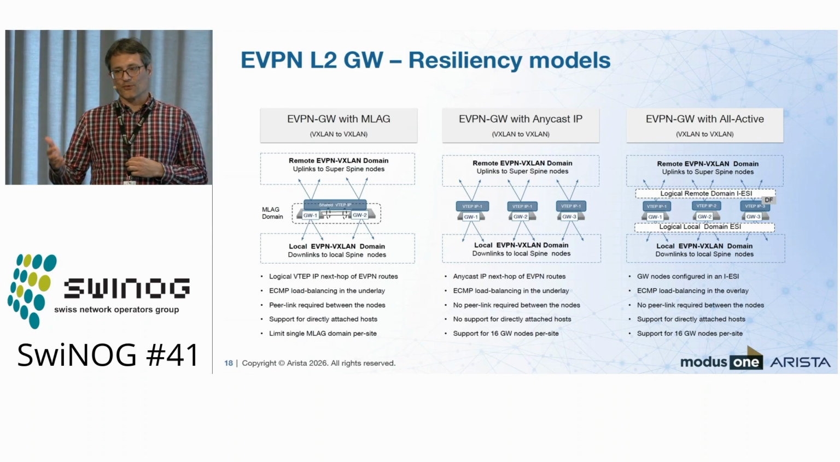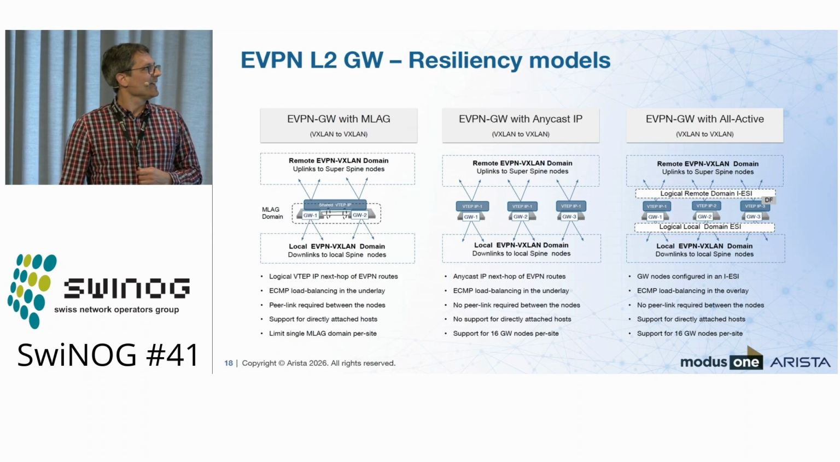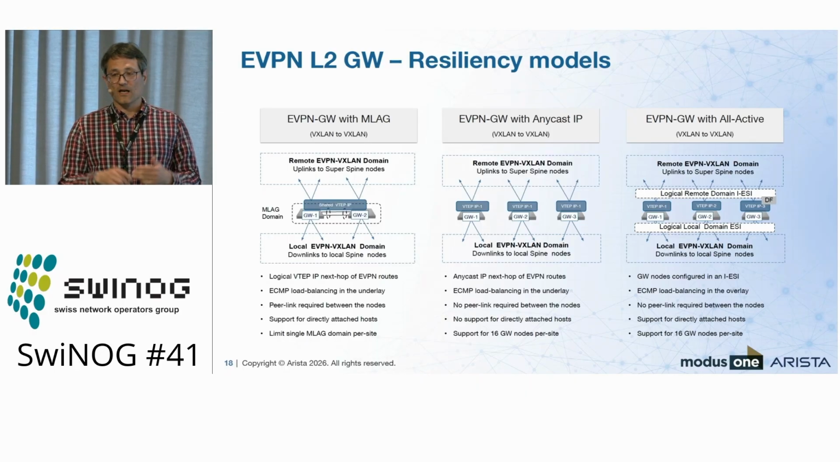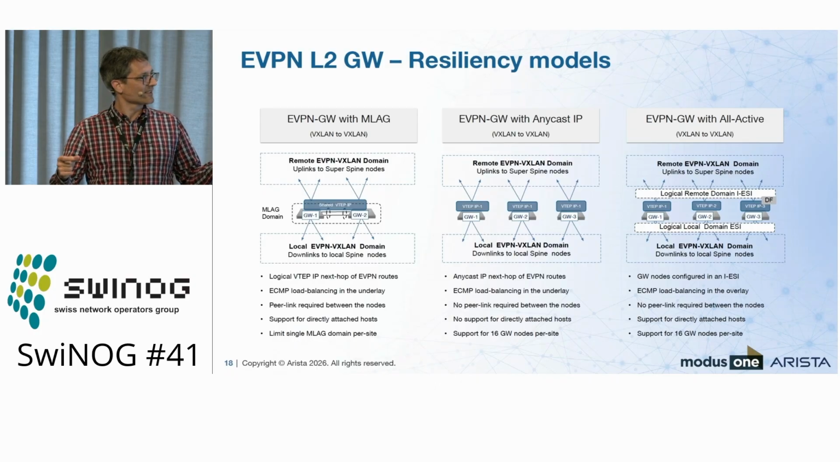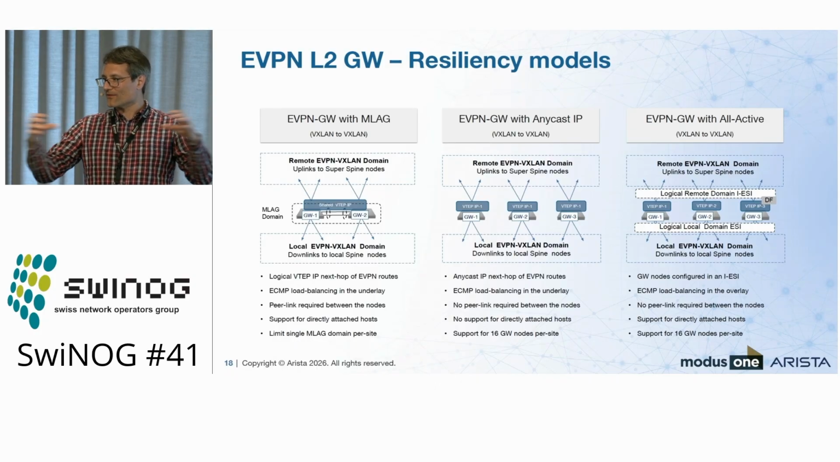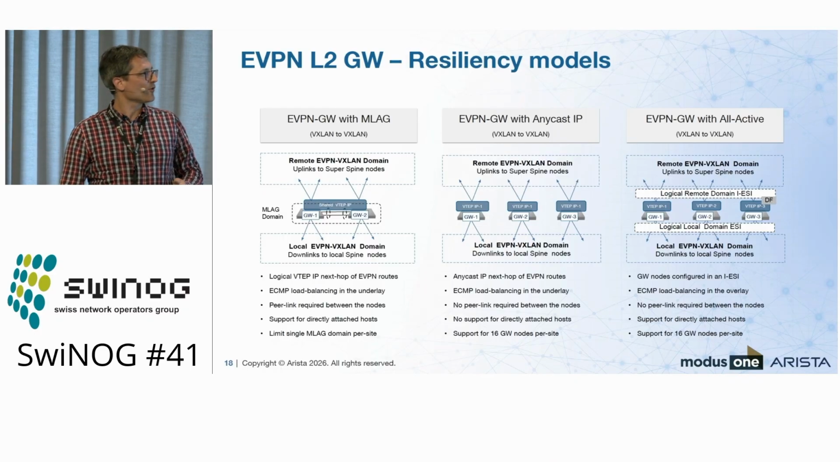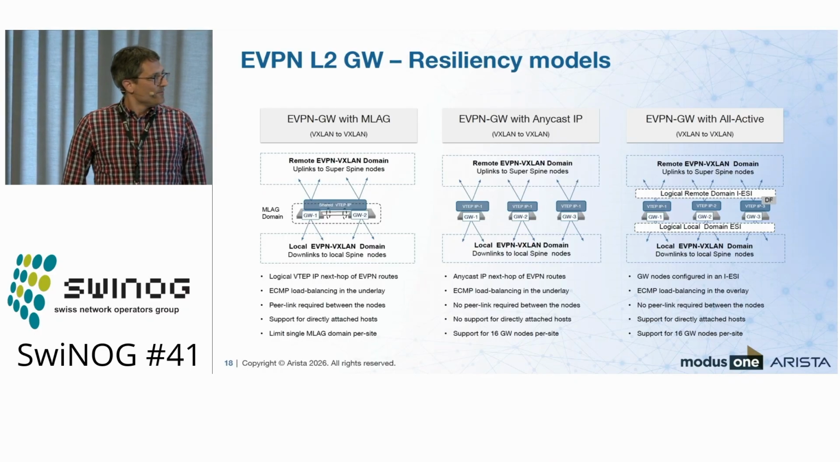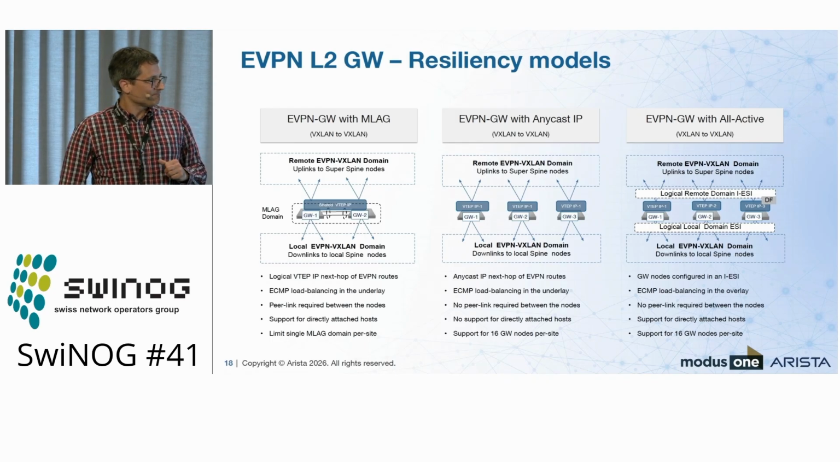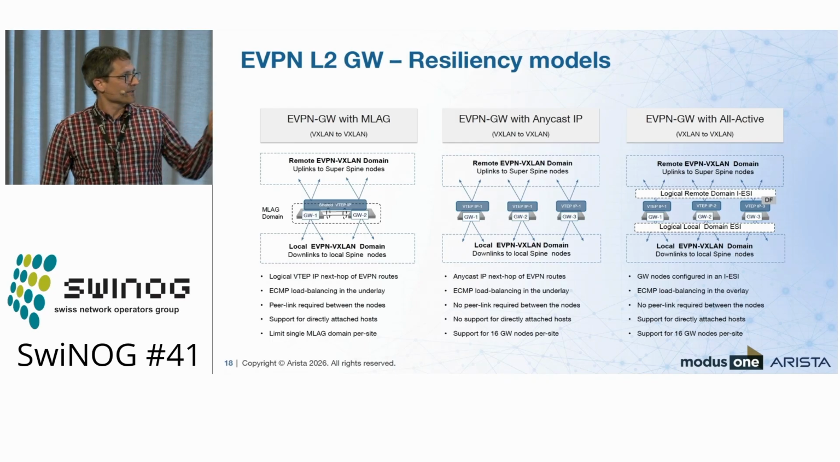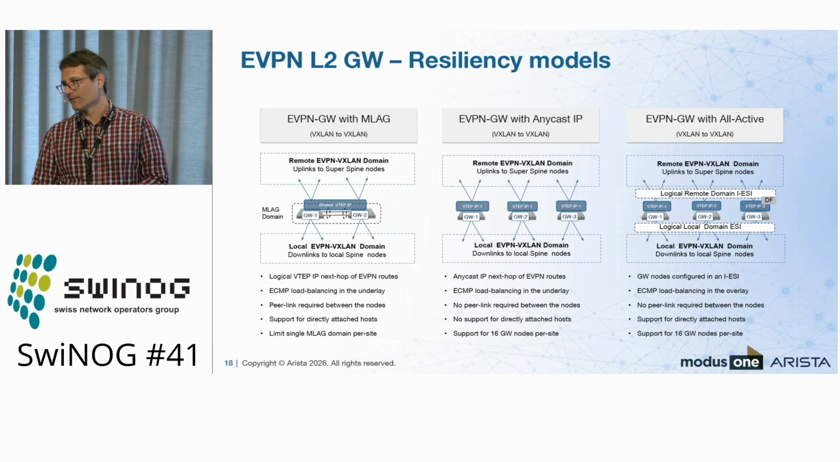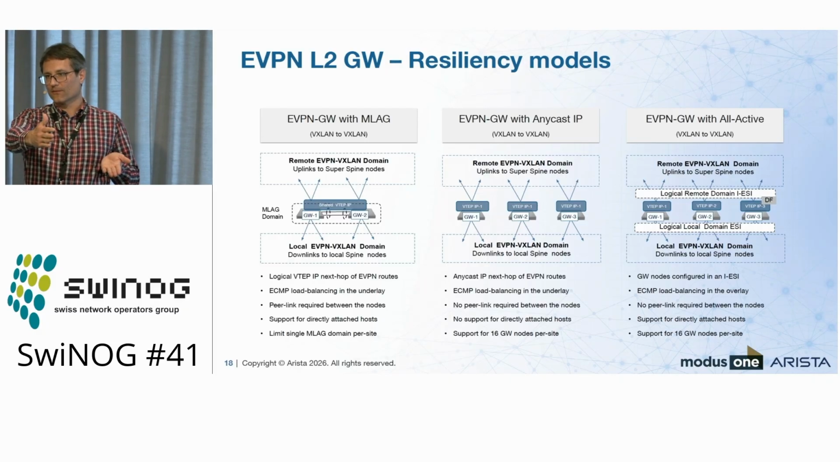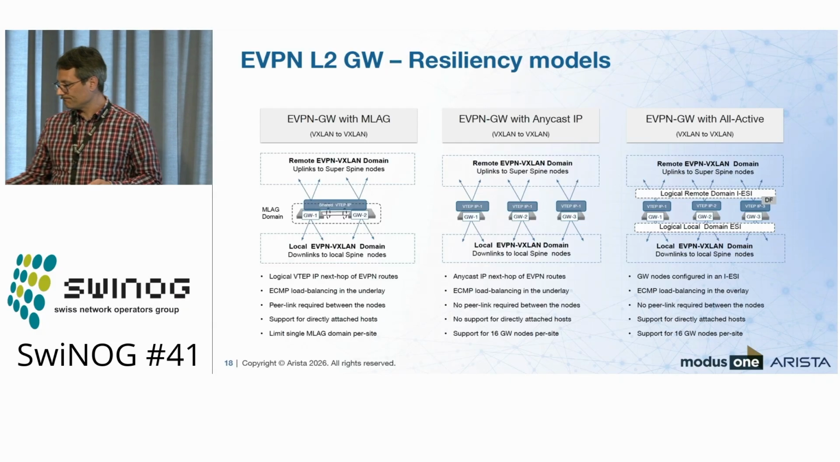And then probably the most elegant solution is using EVPN multi-homing all active, so that we actually use the EVPN routes to signal that these gateways form a multi-homing gateway instance. And if we compare that to MLAG, the benefit is we don't need any peer links, but can also scale or can build something with more than 2 gateways.